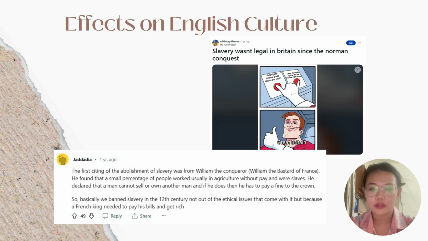One important piece of information we have gathered from Facebook and other social media said that since the Norman conquest, slavery was no longer legal in England. In fact, the first person to propose the abolition of slavery was William the Conqueror. However, slavery was not banned because of moral issues. It was because the French king needed to pay the bills and become richer. Although the Normans brought their own serfdom to England to perform hard labor instead of using slaves, as a result of these legal reforms, it led to the eventual decline and abolition of the practice of slave labor in England.